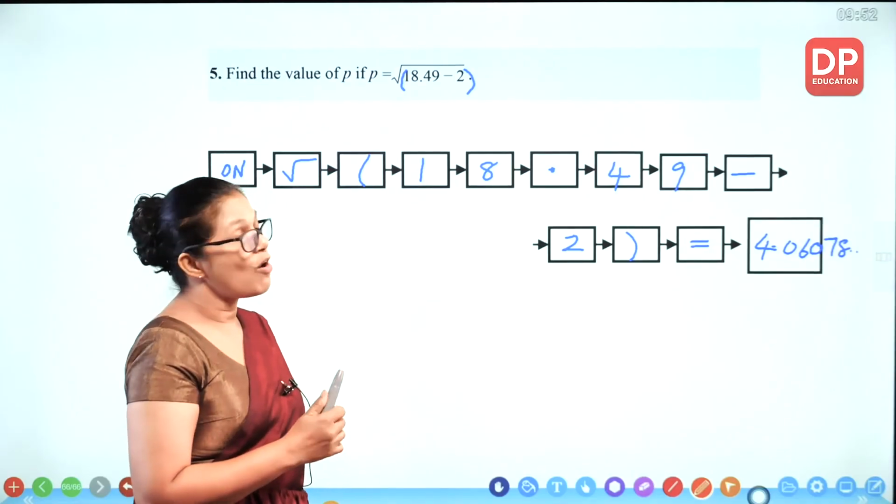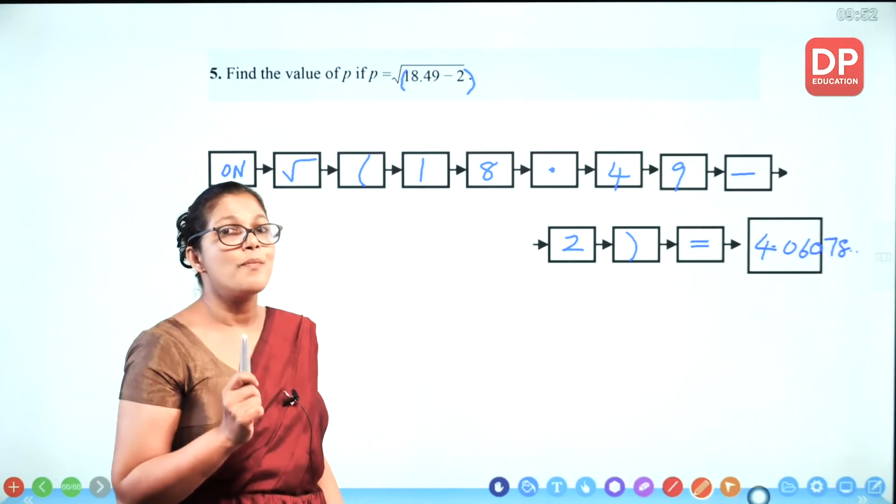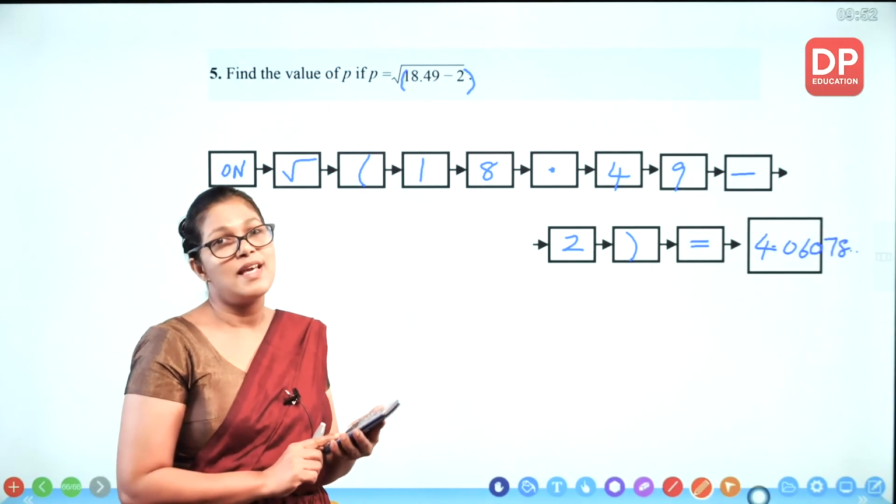So we completed all exercises and examples in this lesson. So make sure that you practice how to use the scientific calculator.